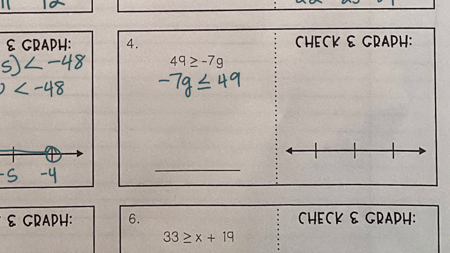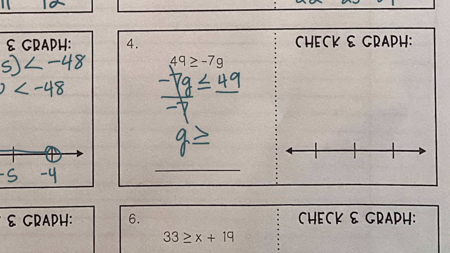I'm going to solve for G by undoing my negative 7. I'm going to divide by negative 7. Because G was being multiplied with negative 7. To undo that, I got to divide. Now, this is an added step. If you divide by a negative number, that cancels, right? And your G is by itself. But instead of your sign staying the same, it has to flip. So this would flip to a greater than or equal to symbol.